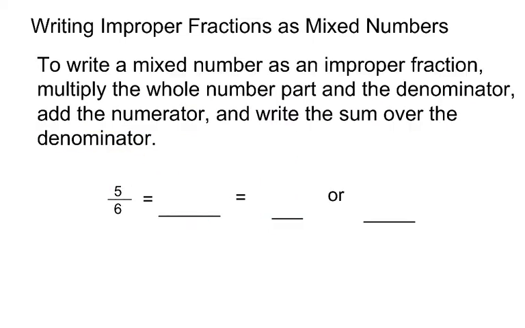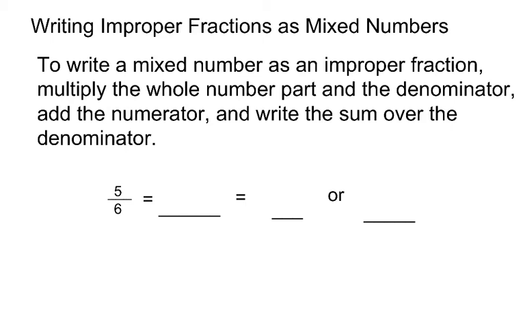Writing improper fractions as mixed numbers. To write an improper fraction as a mixed number, you divide the numerator by the denominator and write any remainder as a fraction. So many of you are used to writing it as a decimal. You need to write it as a fraction in this case. So in order to do that, it's really a good idea to just think of fractions as division problems because that's really what they are.